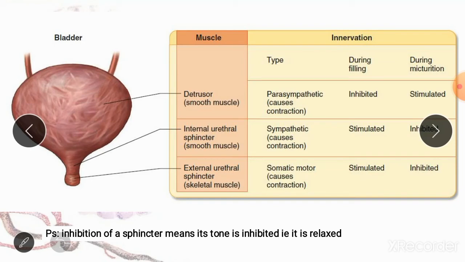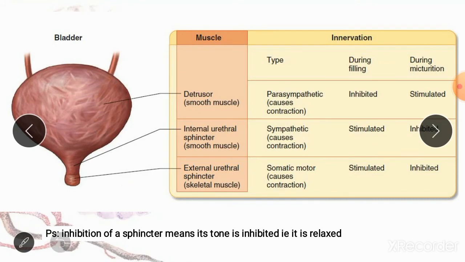Then we have the external sphincter, which is innervated by the pudendal nerve, which is the somatic nerve, and it is under the control of your brain. During the time of filling of the bladder, when there is no micturition, the pudendal nerve is stimulated and it keeps the external sphincter constricted. During micturition, when the bladder is to be emptied, the pudendal nerve is inhibited and the sphincter relaxes, and this allows the urine to be evacuated into the external environment.